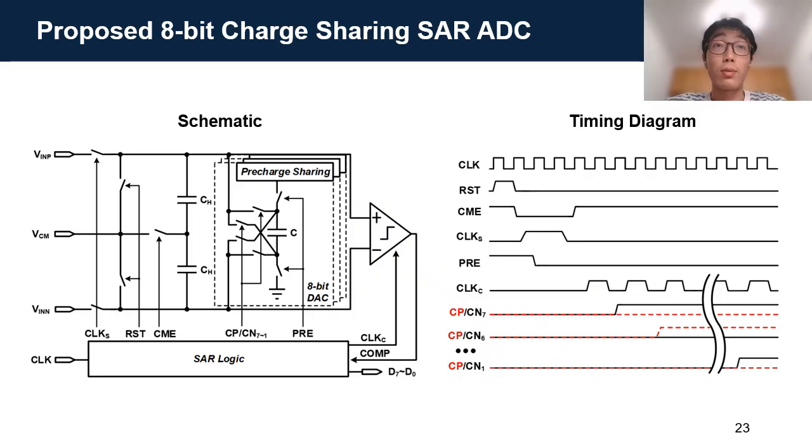So this is the proposed 8-bit charge sharing SRAM. On the left is the common mode regulation circuit, which consumes no static power. On the top is the pre-charge sharing circuit for achieving binary weighted charge distribution with cascaded charge sharing. And the basic timing diagram is shown on the right.